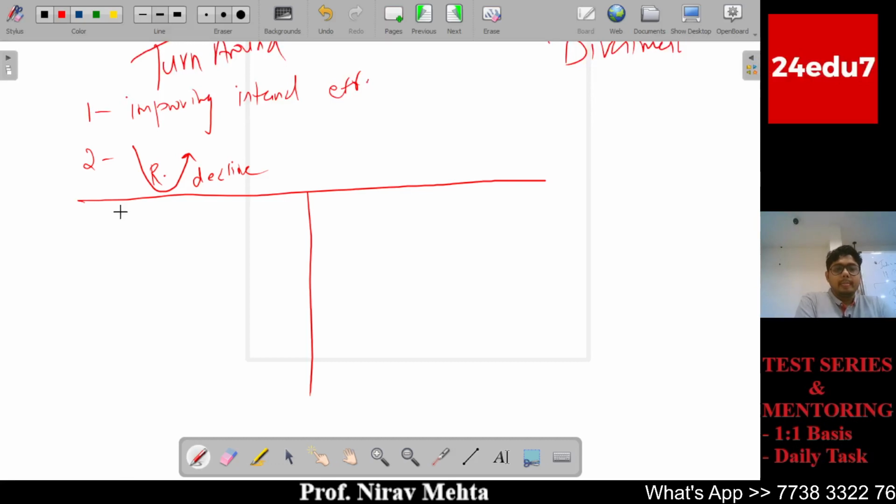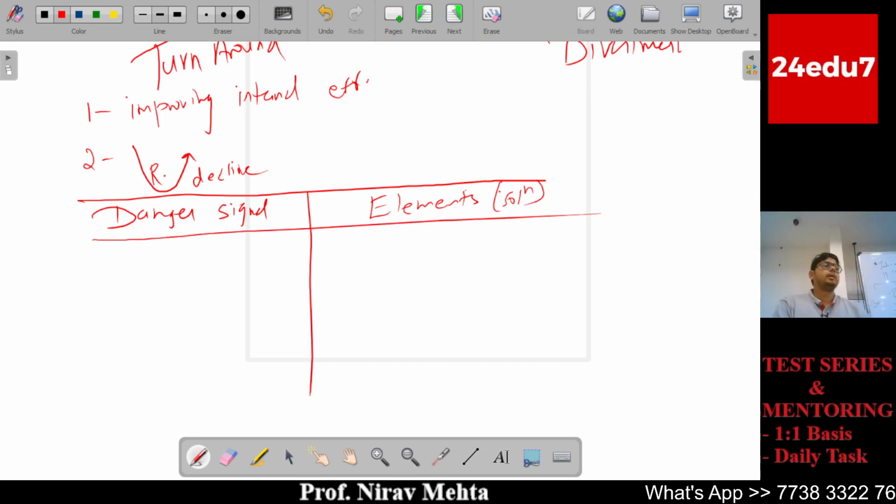First, danger signals of turnaround. Second, elements of turnaround. Danger signals and elements. Elements means solution of danger signals. Now, what are the danger signals? This comes in case studies, where they will give you some danger signals. Are you getting my point? So you have to identify that this is turnaround.